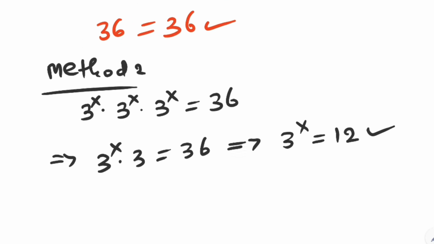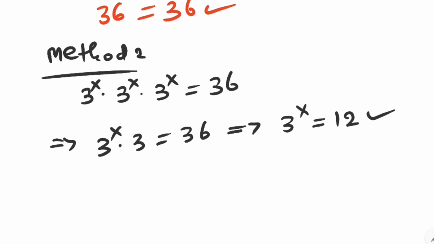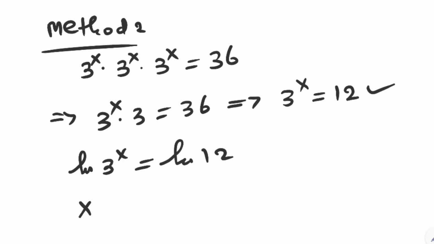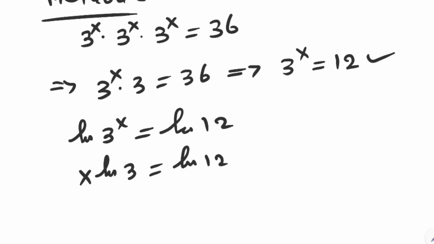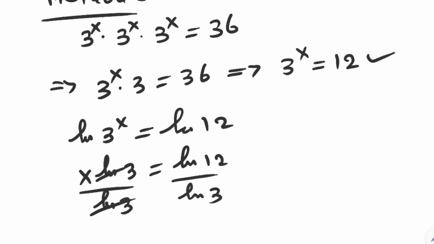Now let's solve this using natural logarithm. Let's take the natural log on both sides of this equation. We have ln of 3 raised to power x is equal to ln of 12. Now this is x ln of 3 is equal to ln of 12. Now let's divide both sides of this equation by ln of 3. This ln of 3 cancels this ln of 3. This is the same thing as ln of 12 divided by ln of 3.